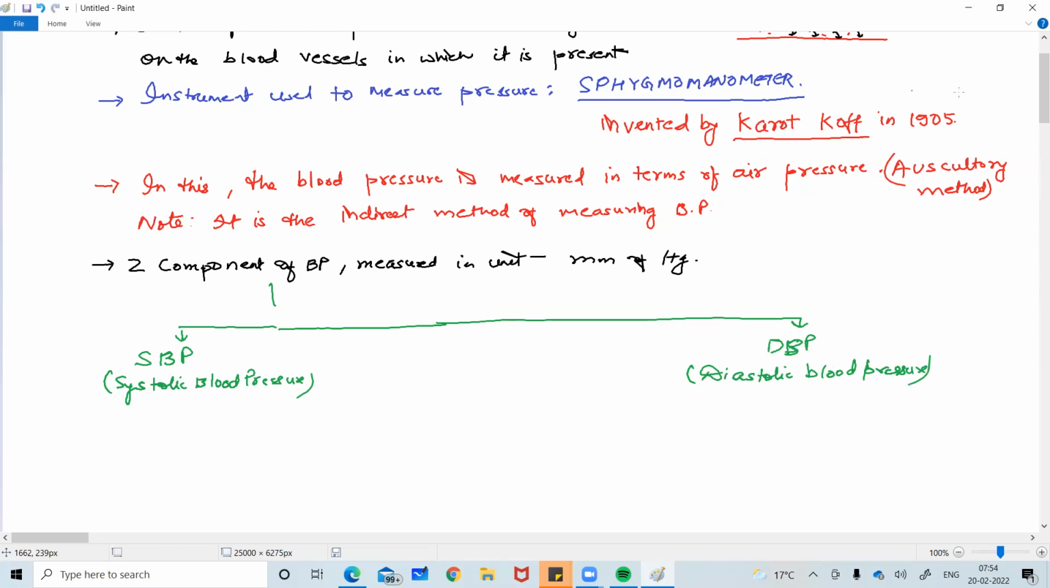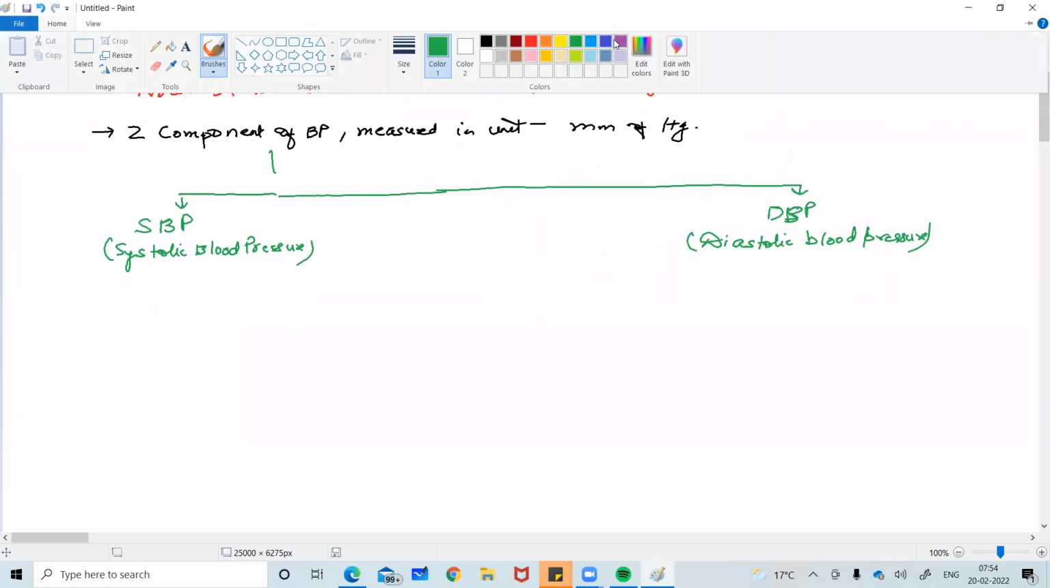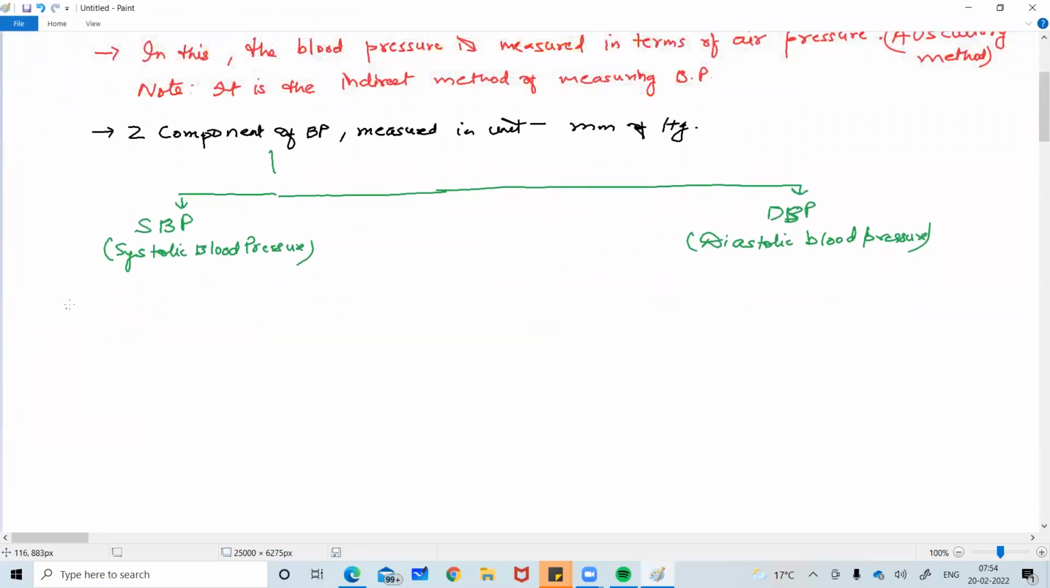So blood pressure consists of the two components, systolic pressure as well as diastolic pressure. Means when the heart is contracting, at that time what is the pressure in the blood vessels, and when the heart is relaxing, what is the pressure in the blood. Okay, so one by one we will talk about these two main components. So first, let's talk about what is SBP, what is systolic blood pressure.